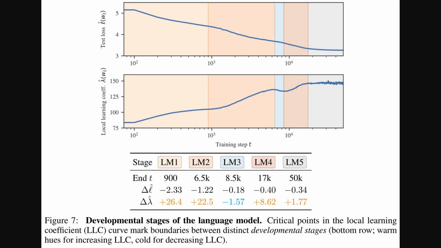So, to put a timeline on all this structural development, the authors identify 5 distinct stages. These stages, which are laid out in the table here, are marked by critical points in the local learning coefficient curve, shown in the bottom plot. This coefficient essentially measures how efficiently the model is learning. We can see, for example, that stage LM4 is when the crucial induction heads start to form, directly linking the training process to the anatomical structures we saw emerging in the serpent plot.